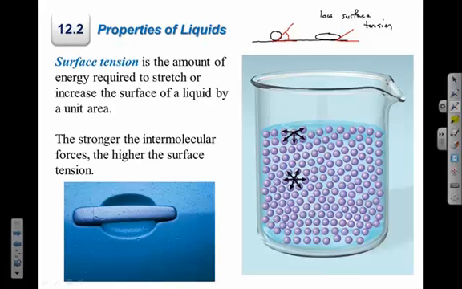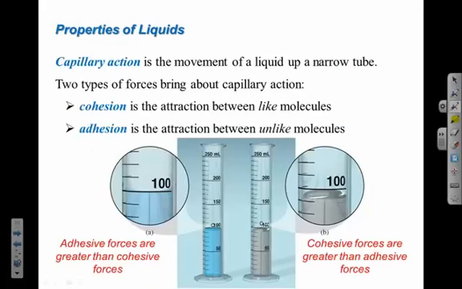Any questions about that? Okay, so that's one property of liquids you should be able to explain and describe based on the intermolecular attractions. Another property is called capillary action, and that has to do with cohesive forces and adhesive forces. So the adhesive forces are the forces that attract a molecule to something else.